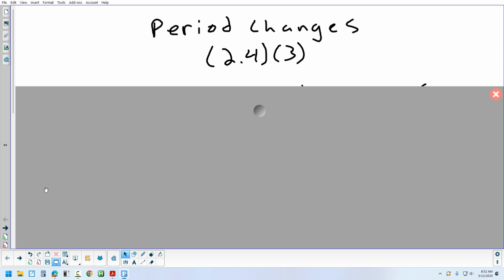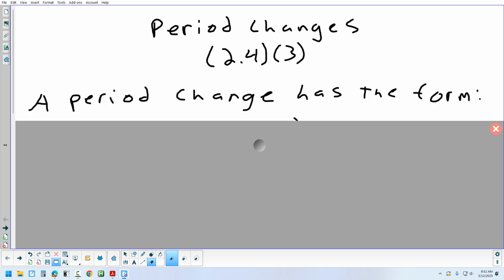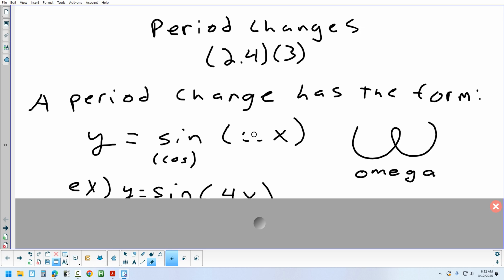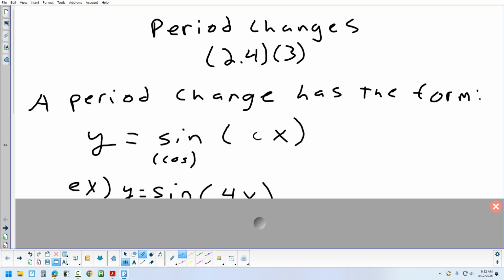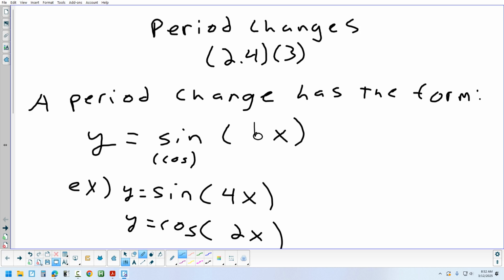All right. So I'm just going to do something a little different here. So what does a period change look like? It looks like something like that.